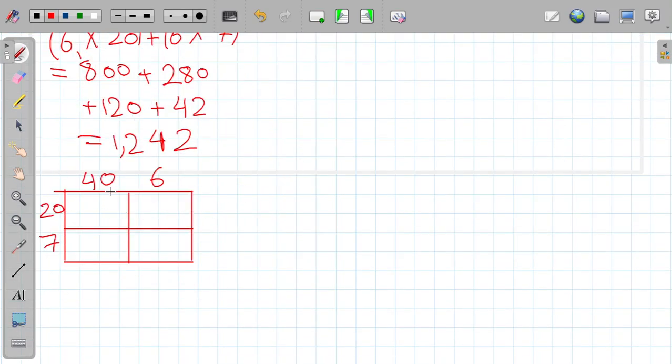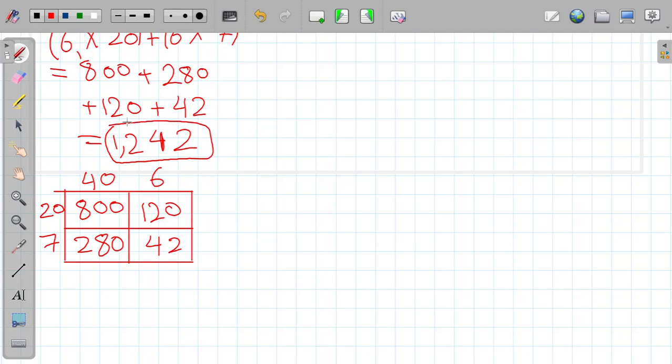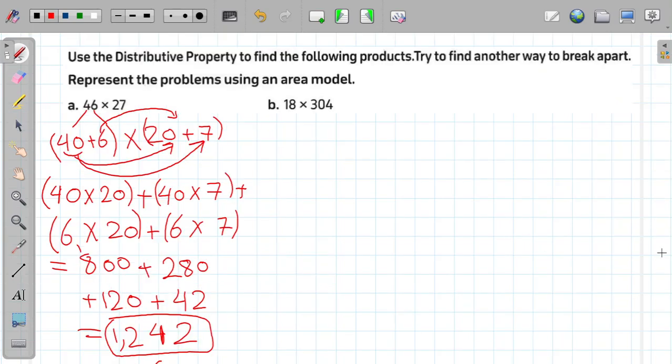Okay. So I will say 40 times 20 equals 800. And the next one I have 6 times 20 equals 120. The third one I have 40 times 7, it will be 280. And the last one is 7 by 6 equals 42. And I will add them together, so I will get the same result, 1,242.